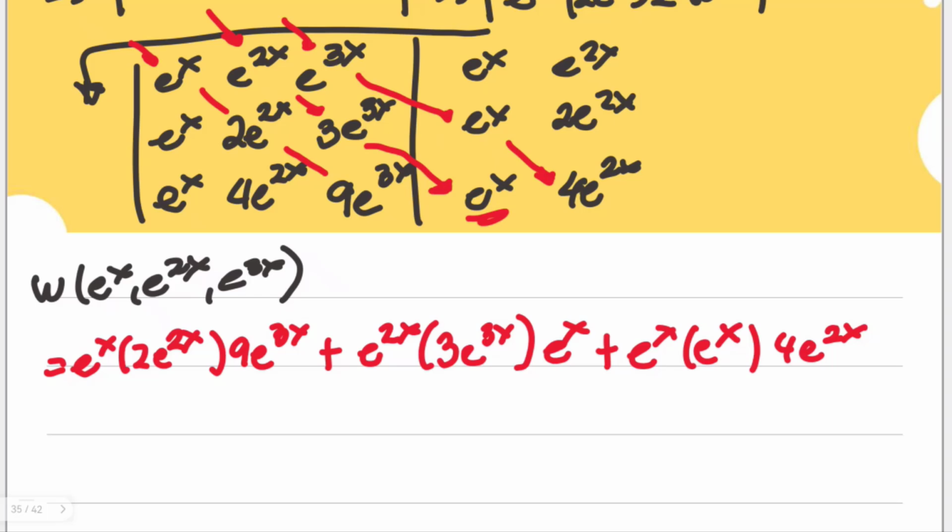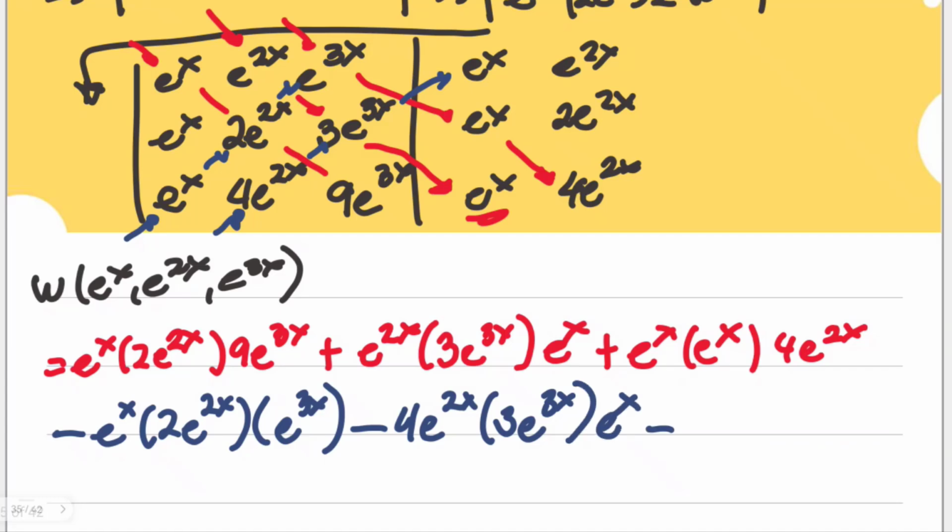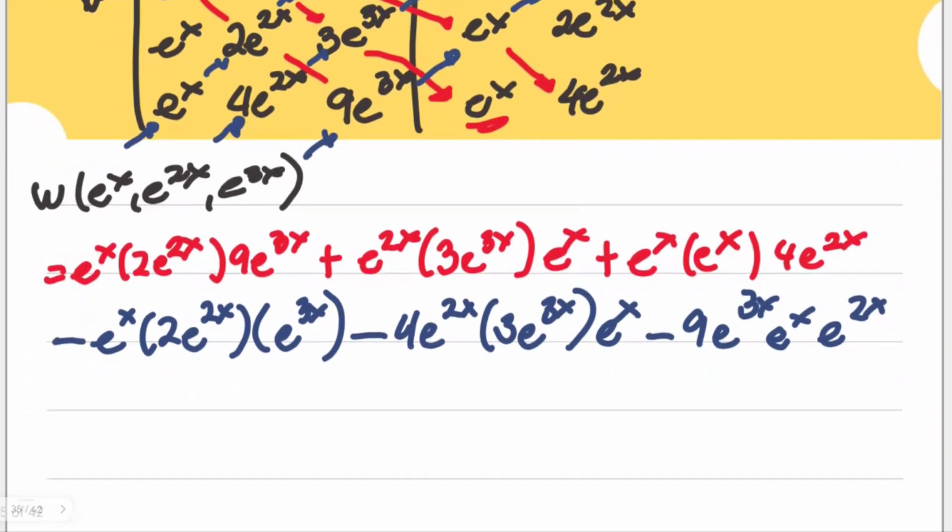Now you can proceed to the blue one before simplifying that, so that we will do it step by step. Multiplying these entries, these are also negative. So negative of the result for e to the power of x times twice e to the power of 2x times e to the power of 3x. Then also minus this entry here, this one, and that one. 4 e to the power of 2x times 3 e to the power of 3x times e to the power of x. And then minus, you'll have this here as well, this, that, and here. 9 e to the power of 3x times e to the power of x times e to the power of 2x.